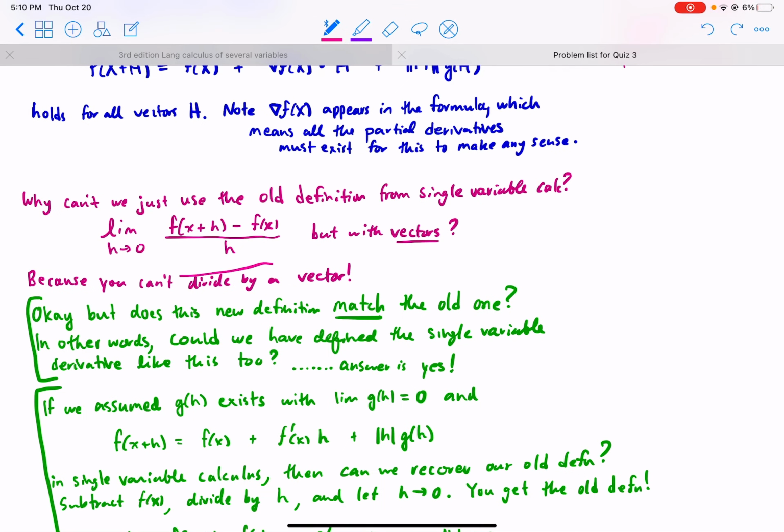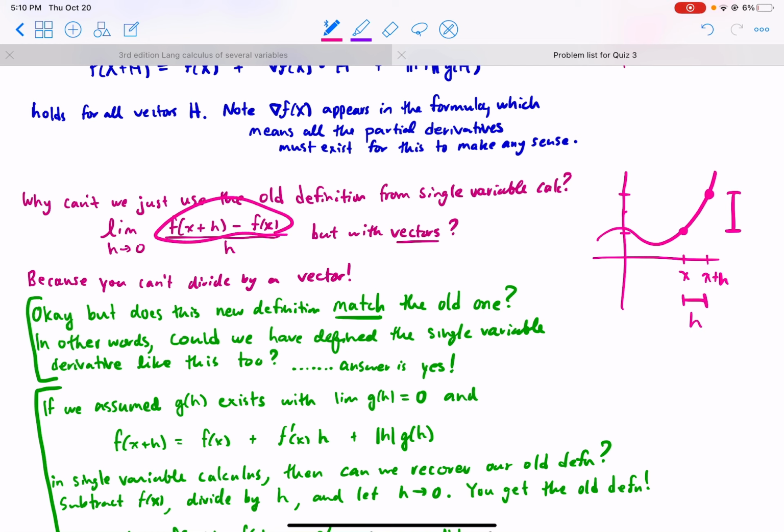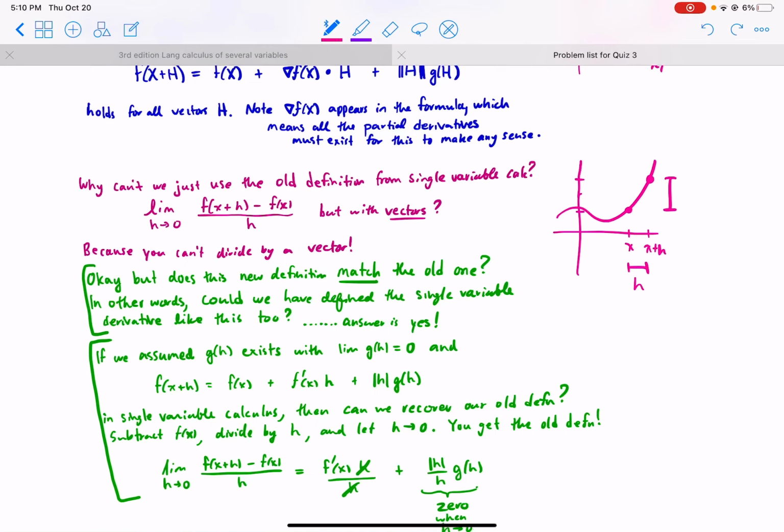Of course, a picture for the single variable calculus, we like graphs of functions, and so maybe this is x plus h, this was f of x, was this height, this was f of x plus h, was that height up there. And so we have the rise divided by the run, which is h, and the rise is the numerator. So there's a picture.